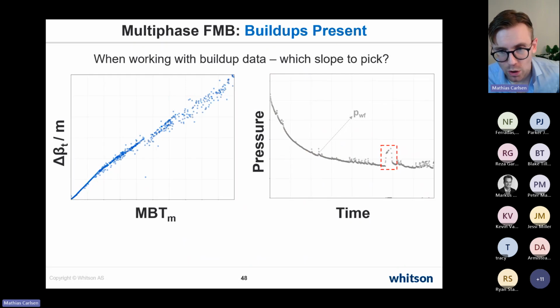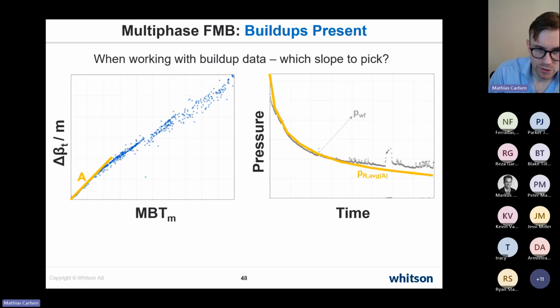Sometimes, especially when you're early on and you don't have that much production data, and you have a buildup, what should you do then? Remember, all of the blue points in the plot to the left are related to drawdown because it's mass rate. Every time I'm shutting in the well, those data points are not showing on the plot to the left. Hopefully that's clear for everyone. If I initially picked slope A, I will see that slope A violates my pick of average reservoir pressure. B actually is okay if we did not have the buildup.